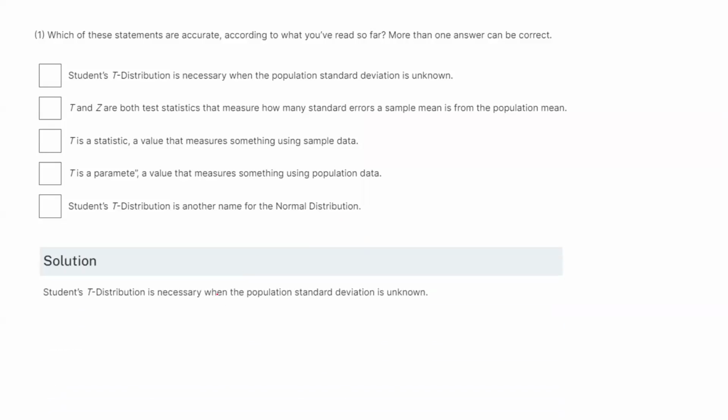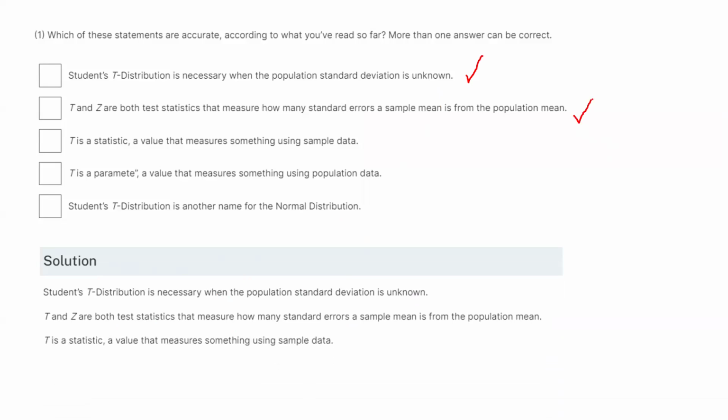First of all, students' t-distribution is necessary when the population standard deviation is not given to you. If you have sample standard deviation, you're going to use t-distribution. T and Z are both test statistics that measure how many standard errors a sample mean is from population mean. Then T is a statistic. It's not a parameter. So this one is not correct. T is a variable related to sample, not population.